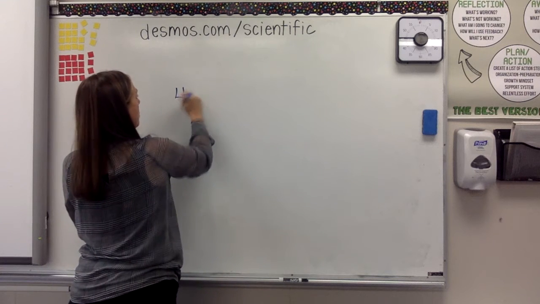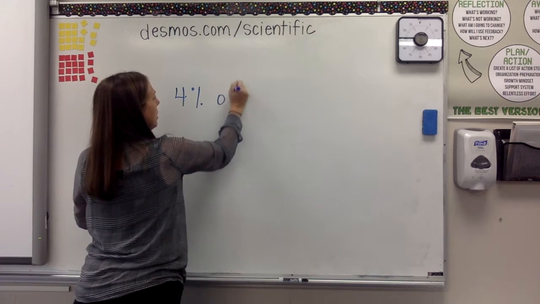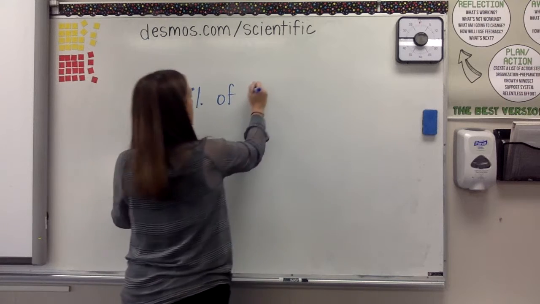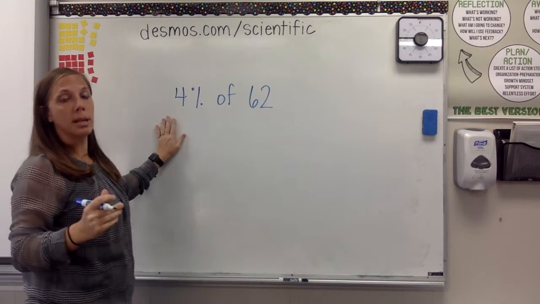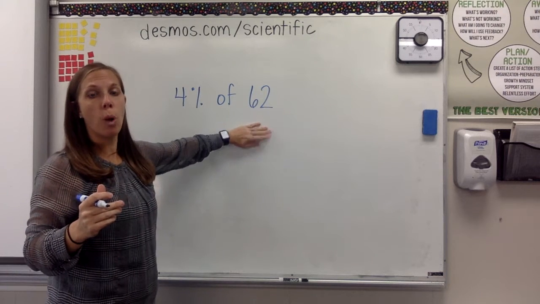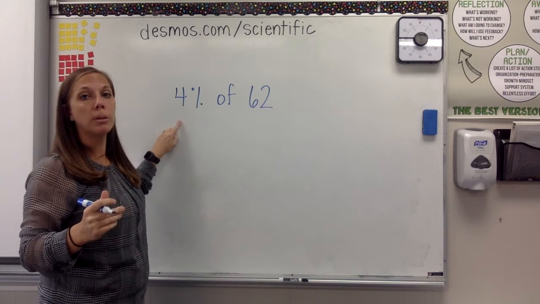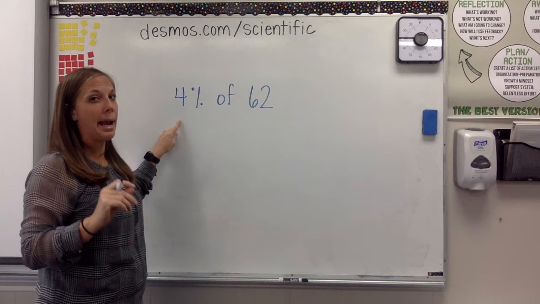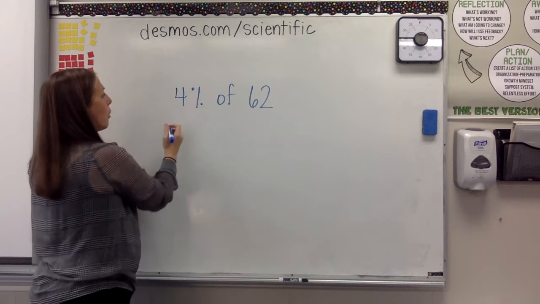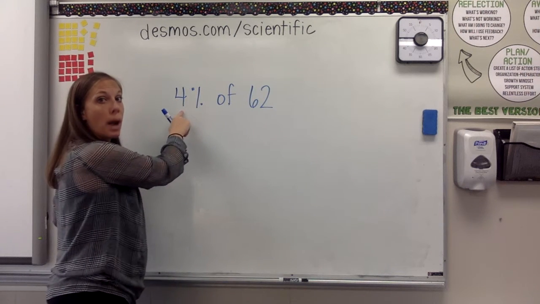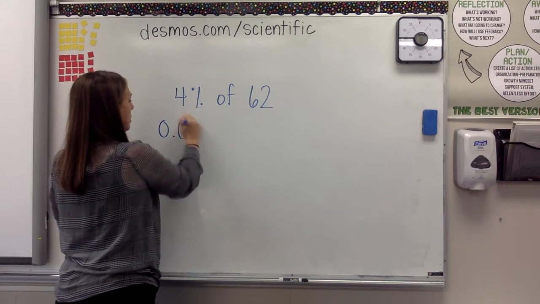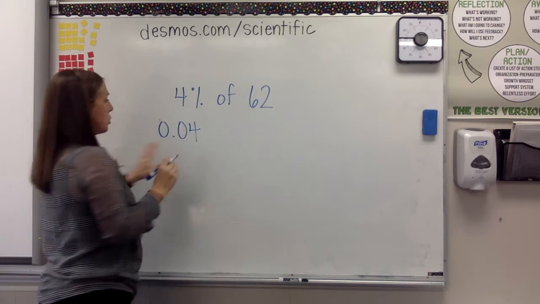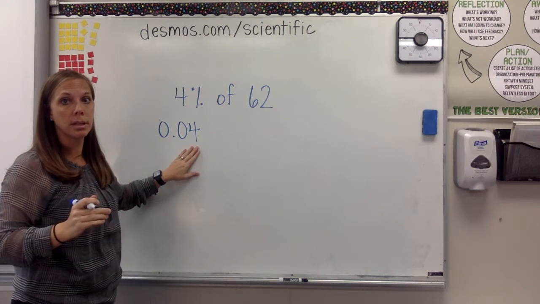So we have 4% of 62. Okay, same process. I'm finding a percent of a quantity. This time with 4%, when I turn it to a decimal, I have to be very careful. 4%, remember that's 4 out of 100, so it's 0.04, which is 4 hundredths.